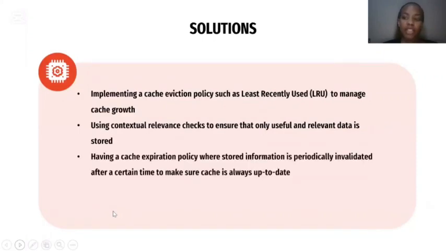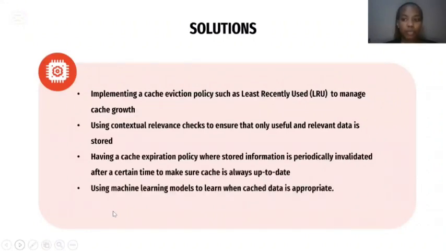Next, having a cache expiration policy ensures that stored information is periodically validated, keeping the cache up to date and preventing outdated responses. Finally, leveraging machine learning models can help determine when cache data should be used, making the system more adaptive and efficient. By combining these strategies, we can optimize cache-augmented generation for better performance and reliability.